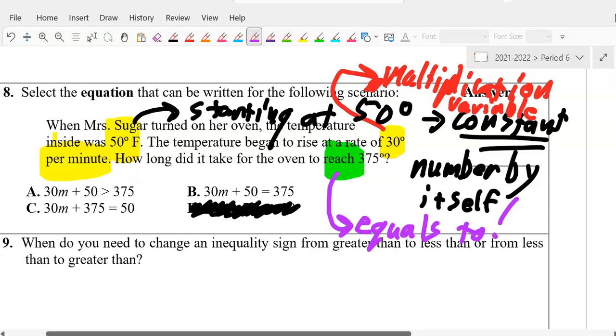So that means, go ahead. The answer is B. B, because why is it not A? Because it's equal to. Yeah, because it's not an inequality. It's equals. It reaches, and then it's not equal to 50. It's equal to 375. So our answer is what, everybody?